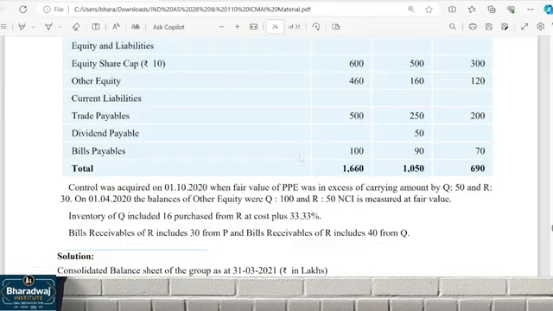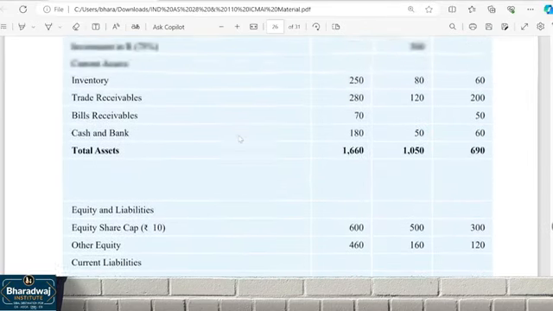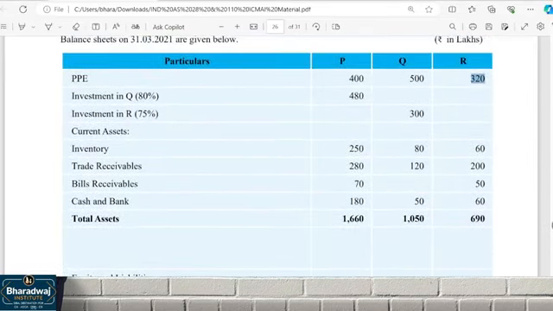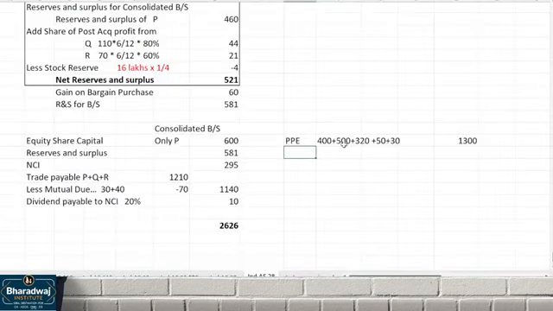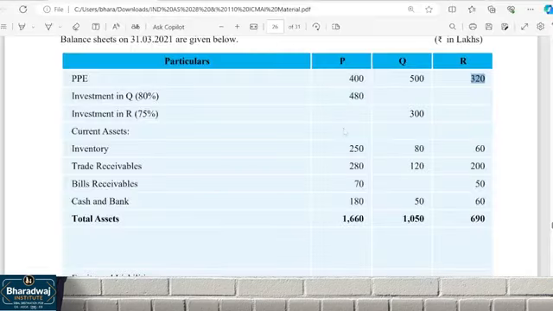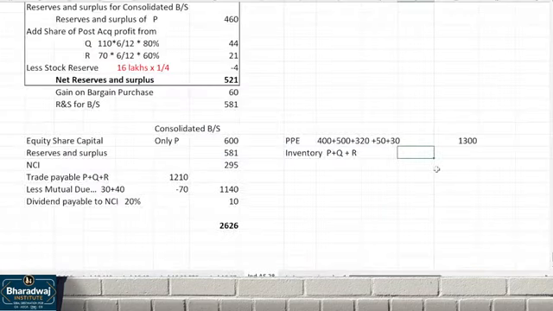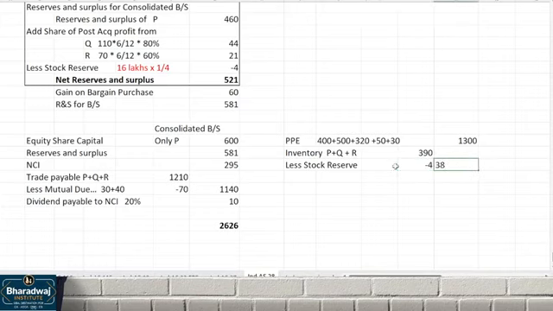Then what is the next one? Plant, property, equipment is done. What is the next one? Investments will not come. Current assets. Inventory. P plus Q plus R. Tell me the total. 250 plus 80 plus 60. How much does it come to? 390 less stock reserve. What is the stock reserve? 4. So 386 will come.